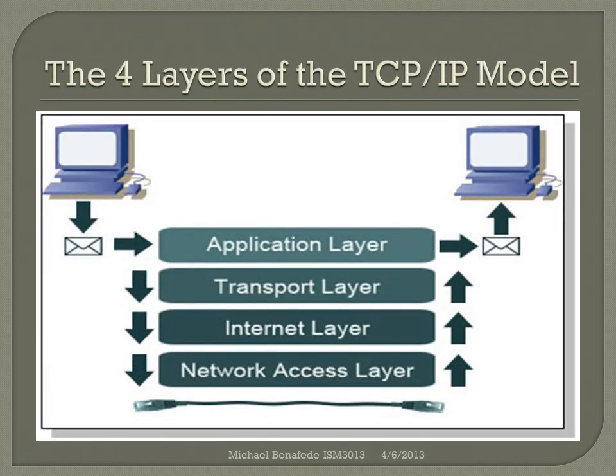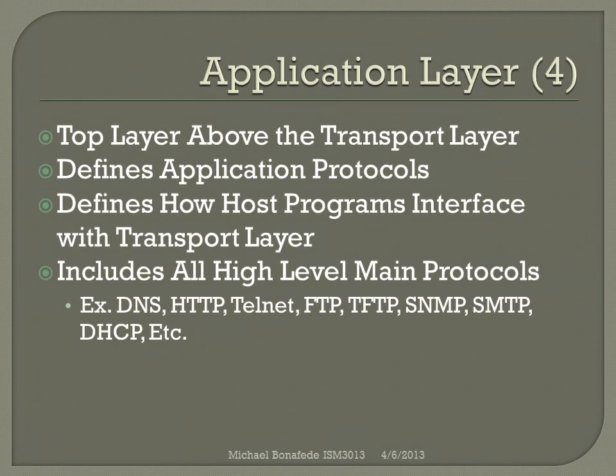Here is an image of the 4 layers of the TCP/IP model, the layers being application, transport, internet, and network access. The application layer 4 is the top layer above the transport layer. It defines application protocols and how host programs interface with the transport layer. This layer includes all high-level main protocols. For example, DNS, HTTP, Telnet, FTP, TFTP, SNMP, SMTP, DHCP, and quite frankly, the list goes on.